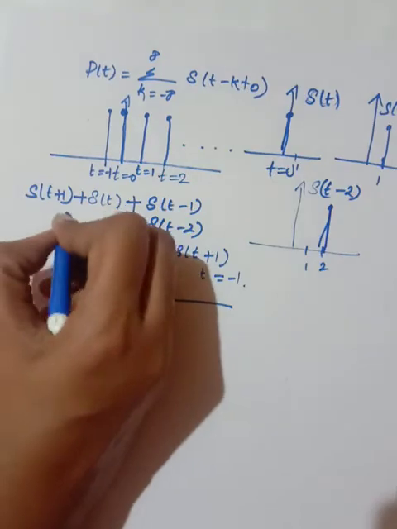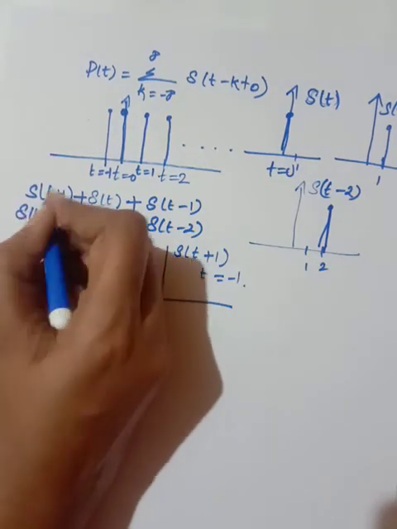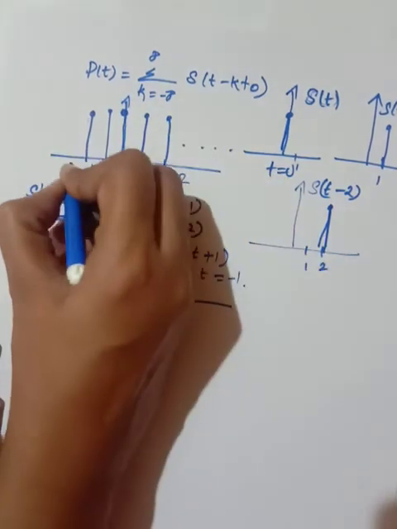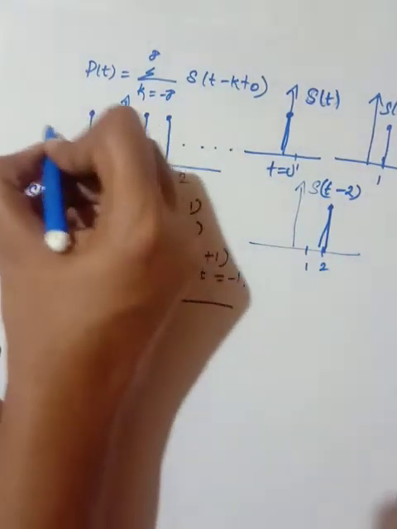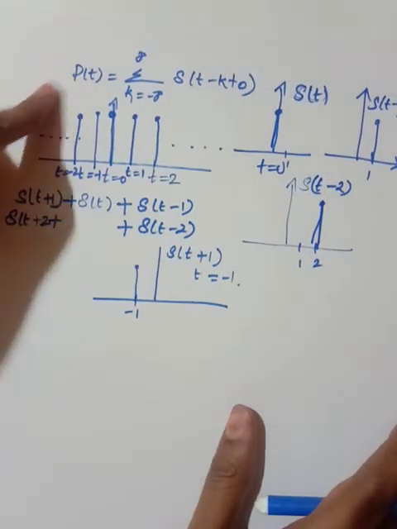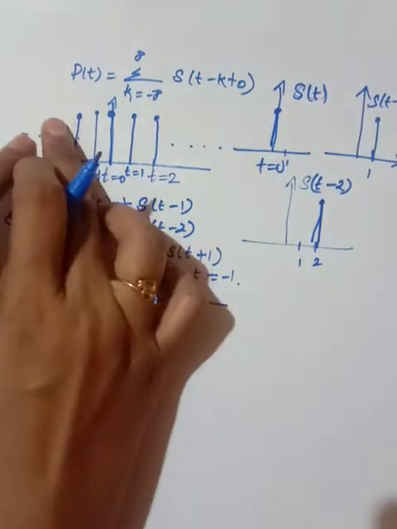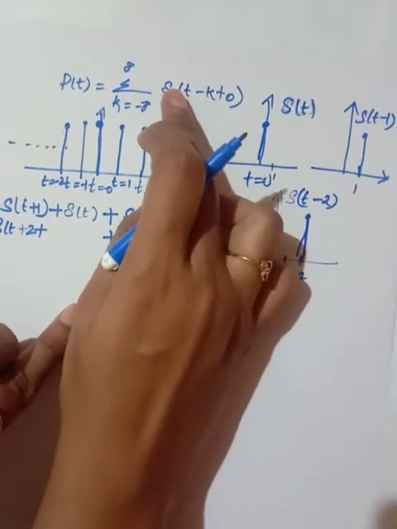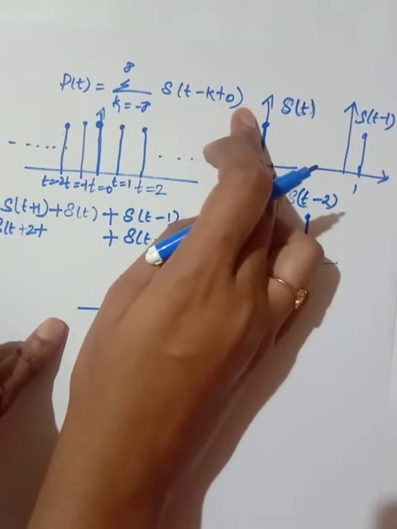Similarly, if I want to generate the impulses at t equal to minus 2, what I will do? I will generate another signal. So like that I can generate a train of impulses. So I represent this signal, this represents up to infinity. So I represent this signal in general as del of t minus k t naught.